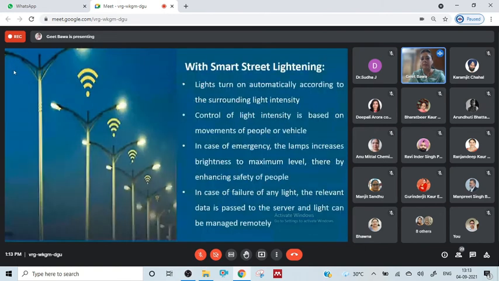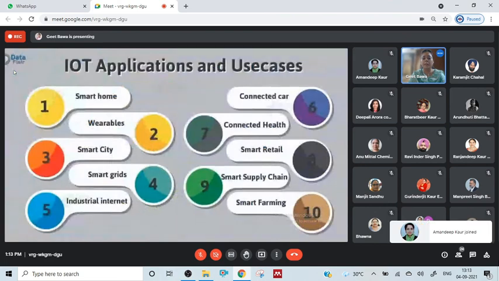But with smart street lighting, lights turn on automatically according to the surrounding light intensity. Control of light intensity is based on the movement of people or vehicles. In case of emergency, the lamps increase brightness to the maximum level, thereby enhancing the safety of people. In case of failure of any light, the relevant data is passed to the server and the light can be managed remotely.